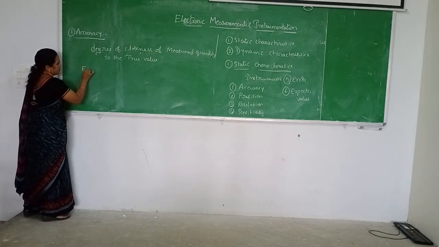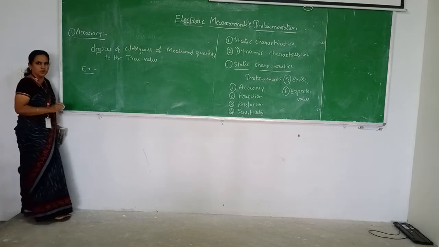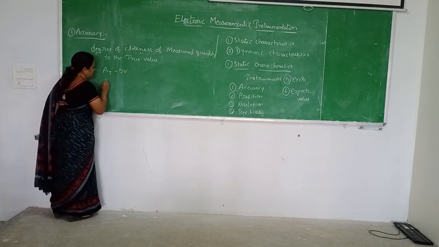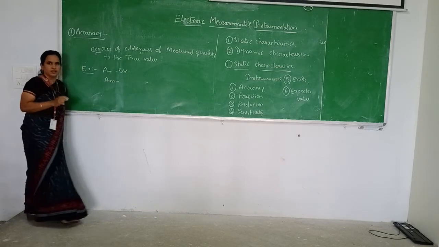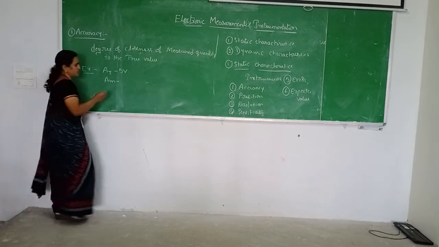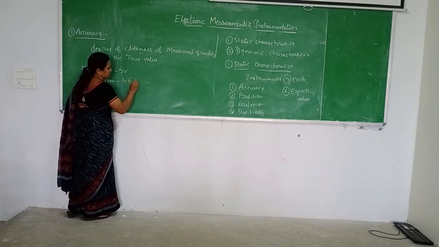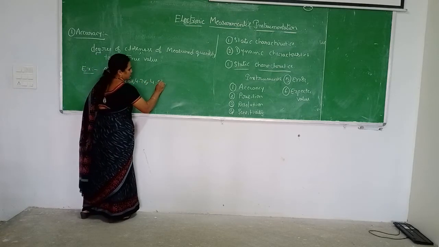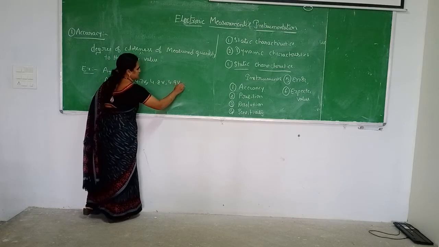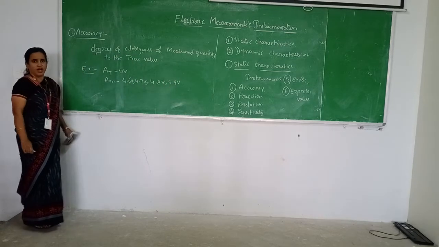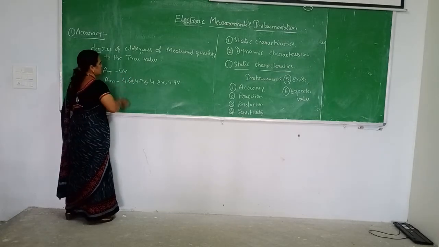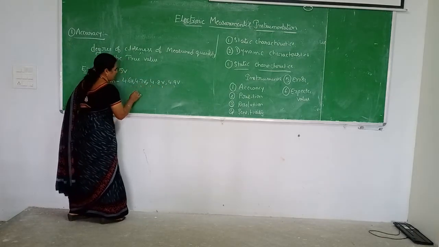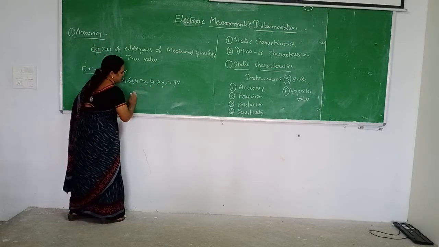Let us take an example. Suppose the true value is 5 volts, and I am taking some measured values like 4.6, 4.7, 4.8, and 4.9 volts. Observe these measured values. These values are not close to the true value. That's why these are not accurate, meaning low accuracy.